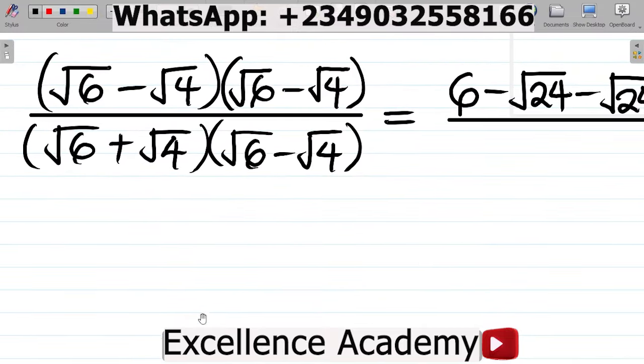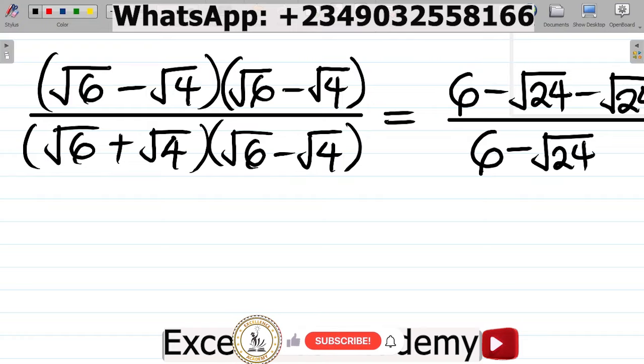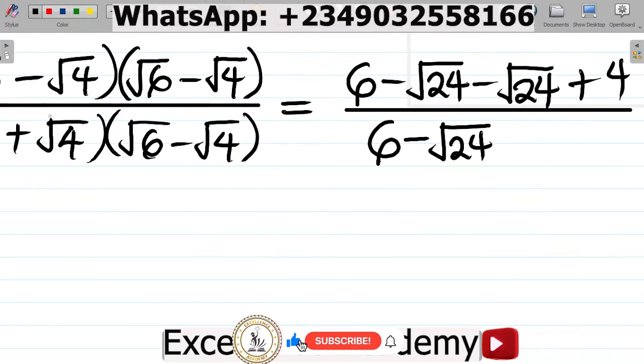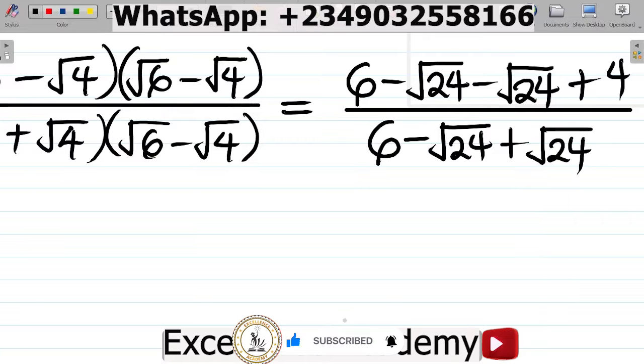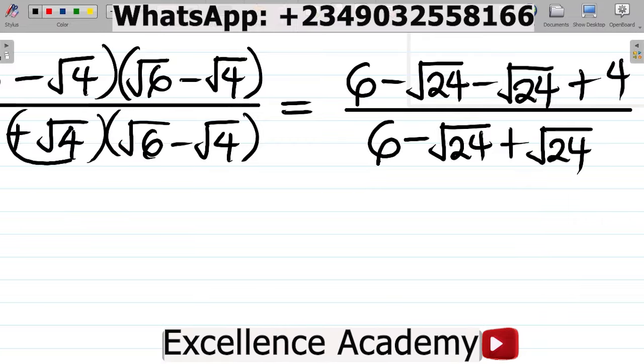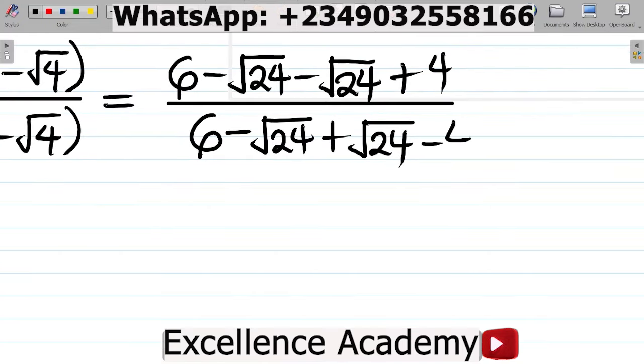For the denominator, we have root 6 times root 6. Root 6 times root 6 is 6. Root 6 times minus root 4 gives you minus root 24. Again, plus 4 times root 6 gives you plus root 24. Then finally, plus root 4 times minus root 4. That gives you minus 4. So this becomes minus 4.